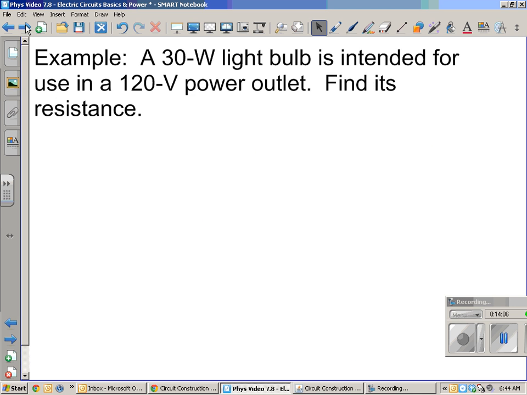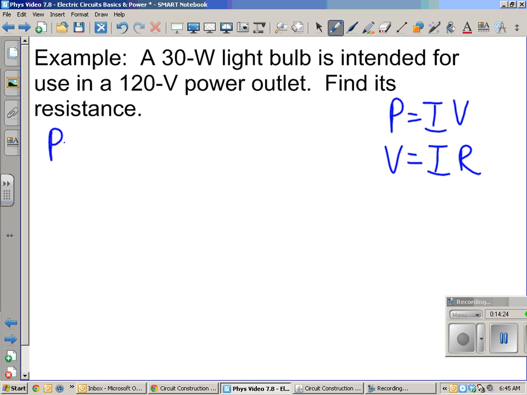All right, one last example. Remember, we've now got 2 equations that have current and voltage in them. So here's the new one. But remember, we've also got this one. In this problem, it says a 30-watt light bulb, so it's giving you the power. It says it's intended for use in a 120-volt power outlet. So we know the voltage is supposed to be 120 volts. And the question is, what's the resistance?